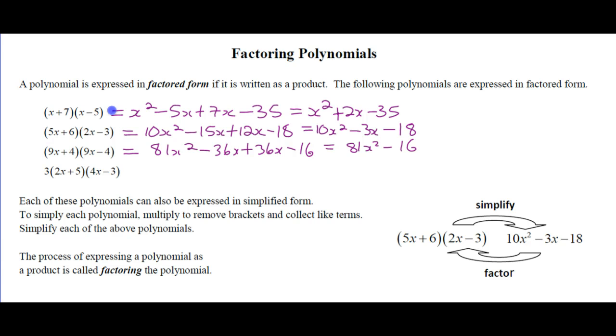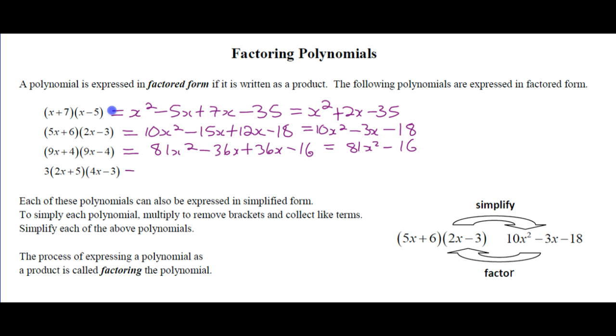In this one, there's a 3 out front. So we're just going to keep that 3 out front. We're going to multiply the two binomials together, collect them down into their three terms, and then multiply through by 3. That's the order we're going to do it in.